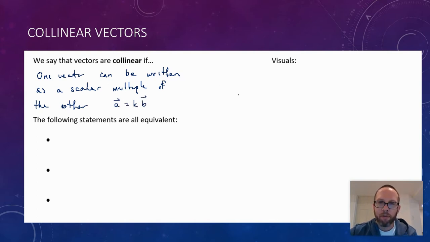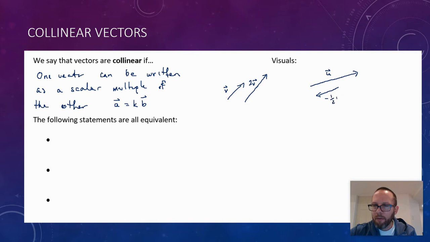So some examples of collinear vectors. Here's a vector v, and here's, let's say, 2 times vector v. Those vectors are collinear because the second one is twice as long as the first one. Here's another pair, something like negative a half u. Those are collinear as well, because the smaller one is a scalar times the first one.